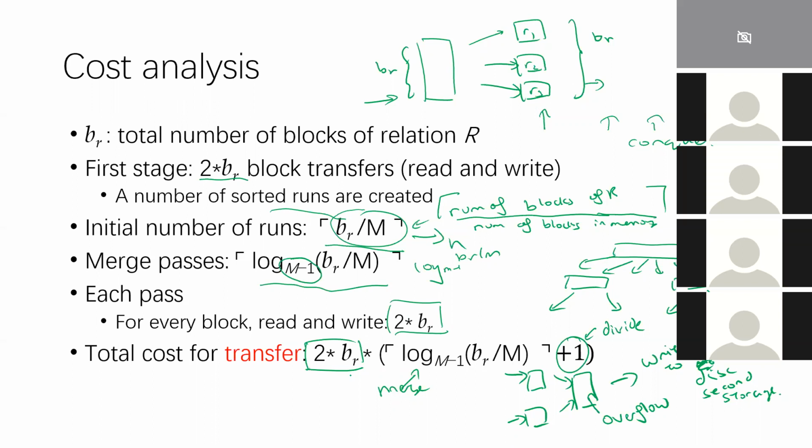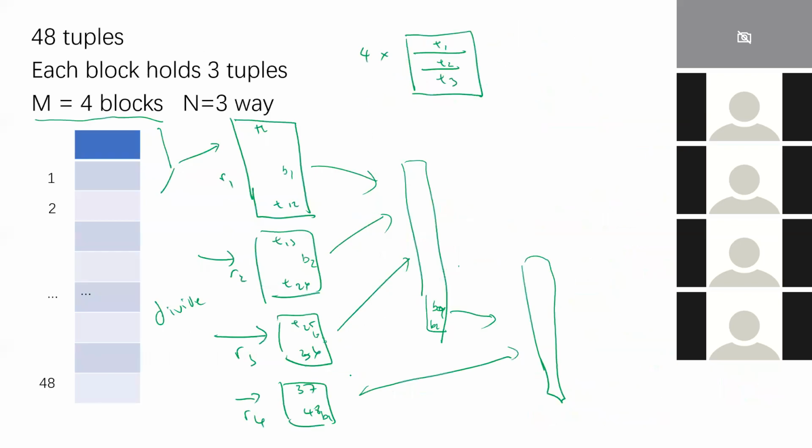Okay, if all is fine, let's take this formula and look at this example. So in this example, let's recreate the formula: BR times the ceiling of log base M minus 1 of BR by M, plus 1. Do you mind plugging in the formulas here and seeing what you get for this?